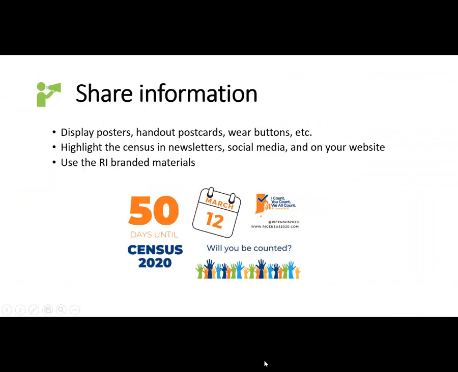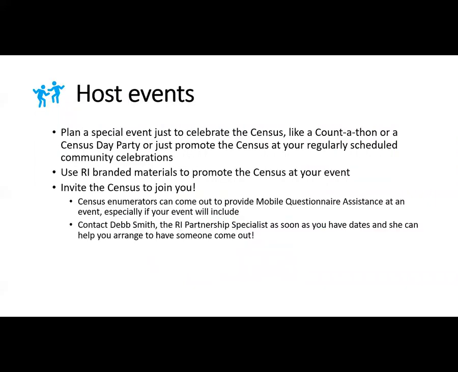The next big bucket of things that you can do as a library for the census is to share information with your community. We are already sharing information about all kinds of things in our libraries. So you can display posters, hand out postcards or hand cards, wear buttons that promote the census, and so on. You could highlight the census in newsletters, social media, and on your website. And we're going to ask that you use Rhode Island branded materials, and we'll talk more about that when we get to the Rhode Island section. But these are easy things that you can do just to make sure your community is aware that the census is happening. You can also host events.